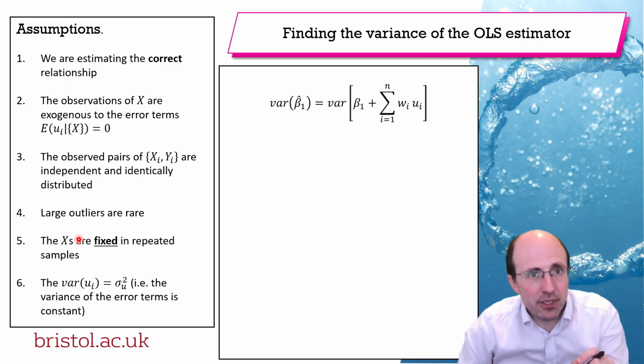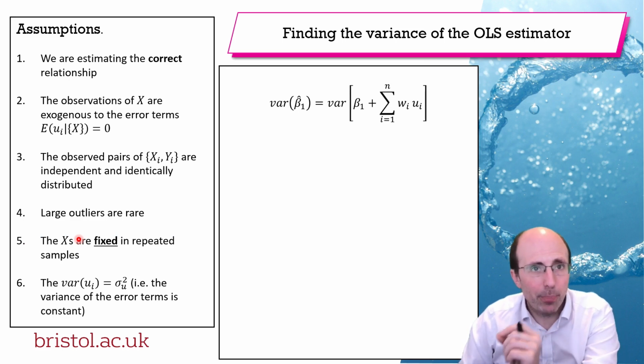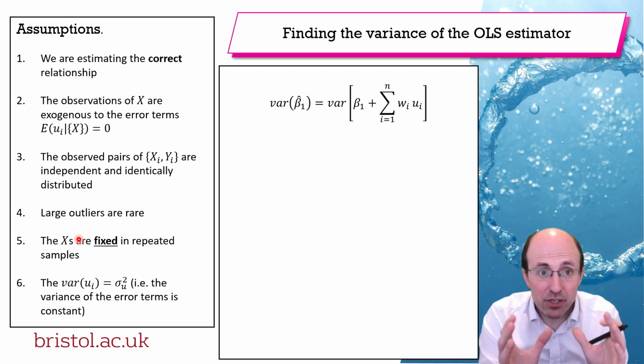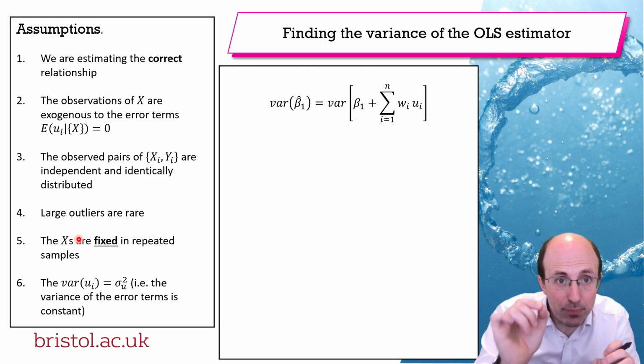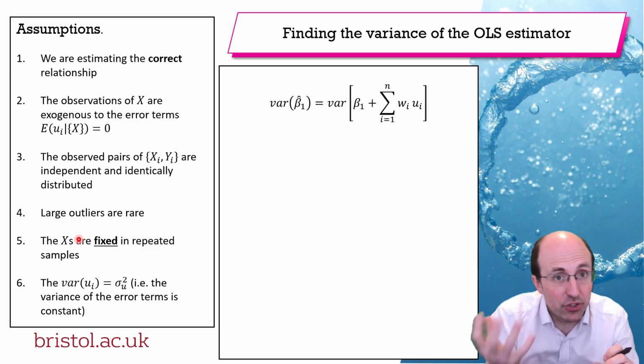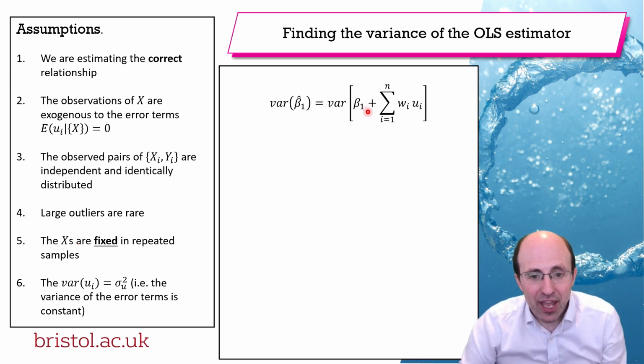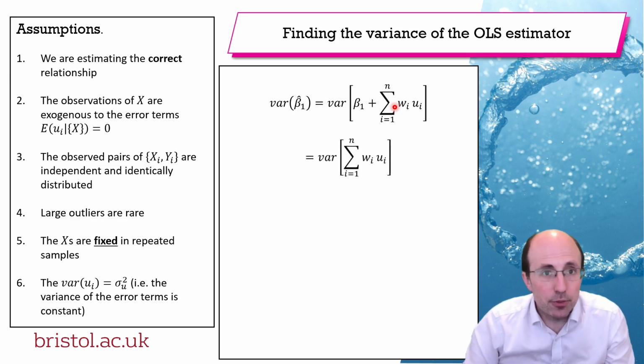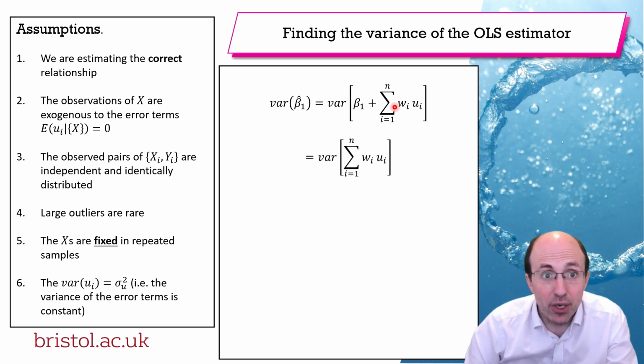The variance of beta1 hat is going to be equal to the variance of beta1 plus the sum of the wi ui's. Now we've got the variance of a sum, but the variance of beta1, because beta1 is just a constant, is going to be 0. So the variance of any constant plus a random variable is going to be equal to the variance of that random variable. So we can rewrite this variance as being the variance of the sum of the wi ui's.